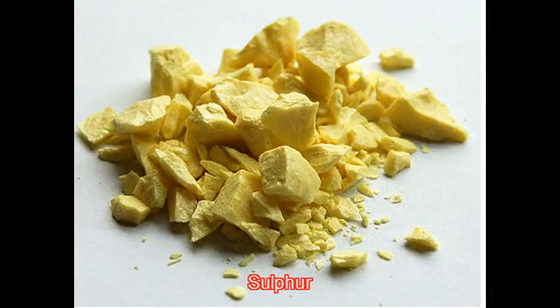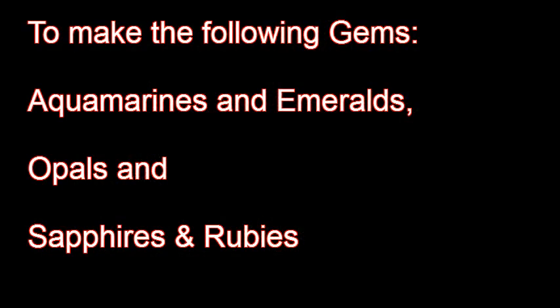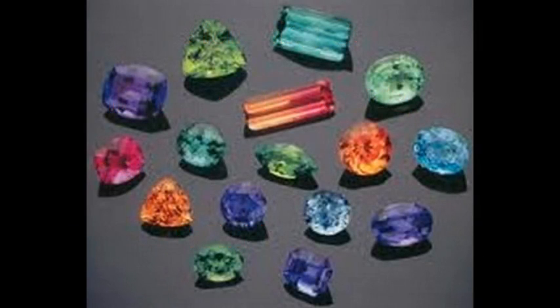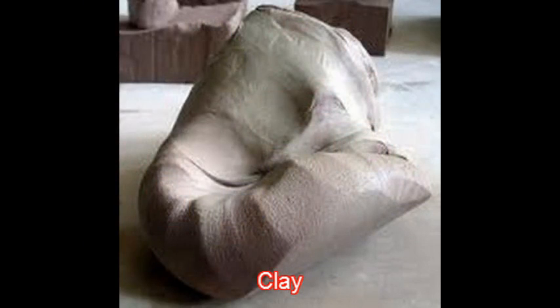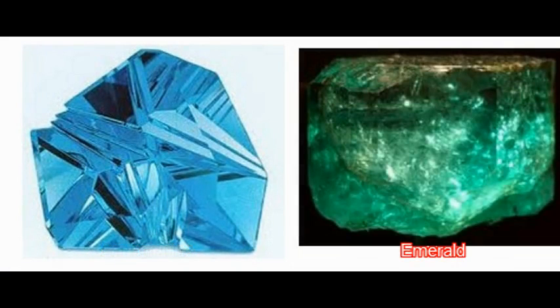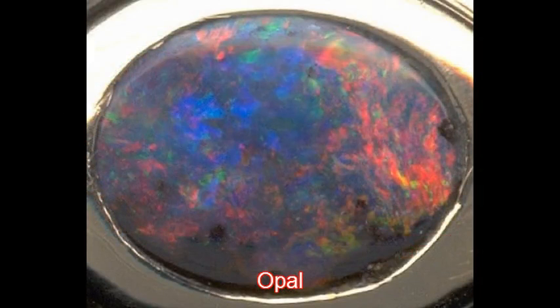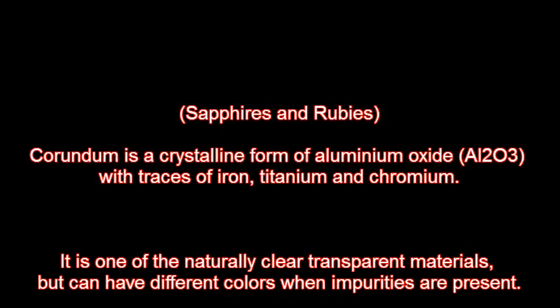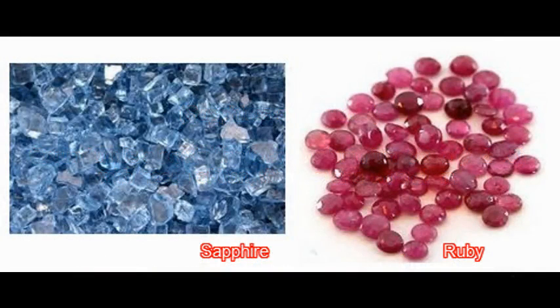To make decorative gems like aquamarine, emerald, opal, sapphire, and ruby, take some clay, add beryllium to make blue aquamarine. Add chromium to aquamarine to turn it into a green emerald. Turn quartz into opal by soaking it in water until an ocean is seen inside. Mix aluminium and oxygen and make some sapphire. Add chromium to sapphire and make some ruby.